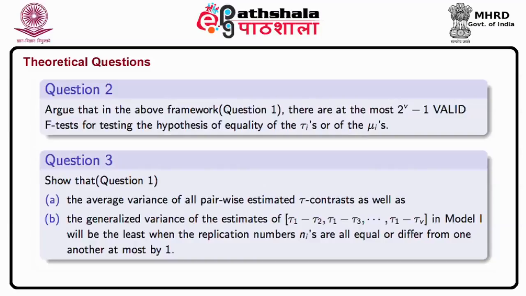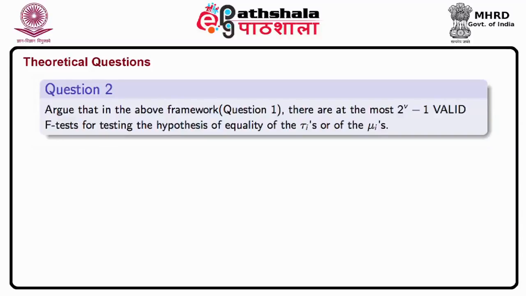But let me clarify this question number 3, which may look a bit difficult to you. First of all, you find out an expression for the variance of the pairwise estimated tau contrasts. Tau i hat minus tau j hat, what is the expression for the variance? And then you average it out over all pairs. That is the first part, getting an expression for the average variance. And then when we talk about generalized variance, we write down the dispersion matrix of the estimates of tau 1 minus tau 2, tau 1 minus tau 3, up to tau 1 minus tau v. Write down the dispersion matrix, take the determinant, that is what is called the generalized variance.